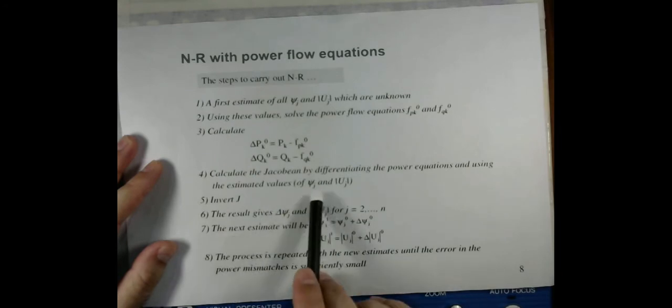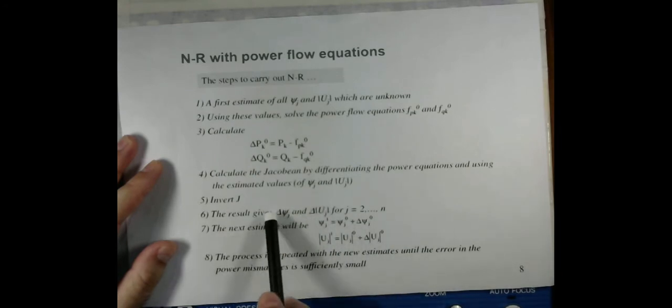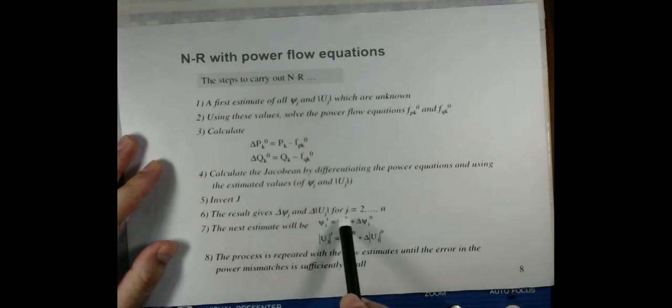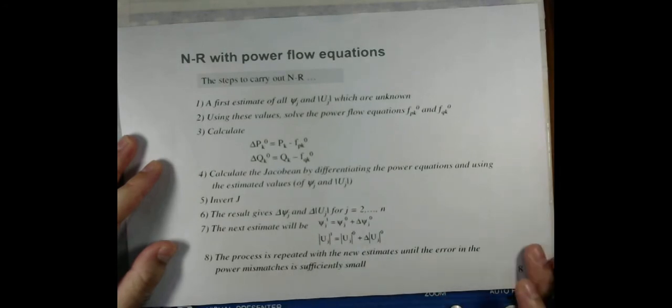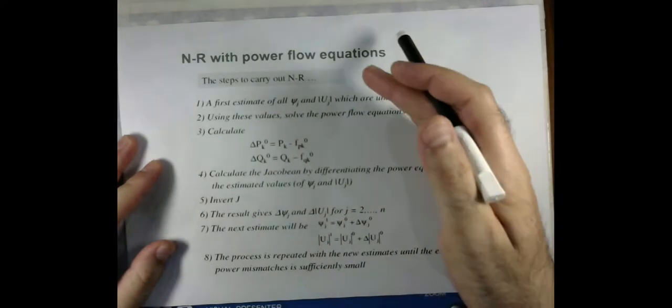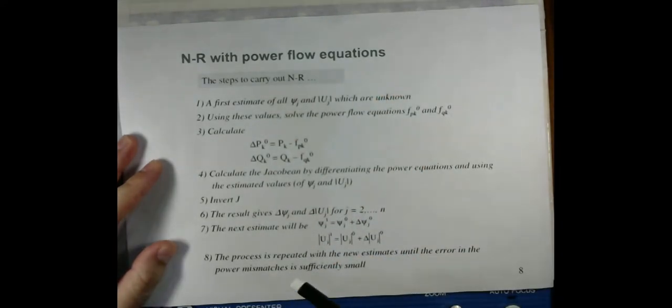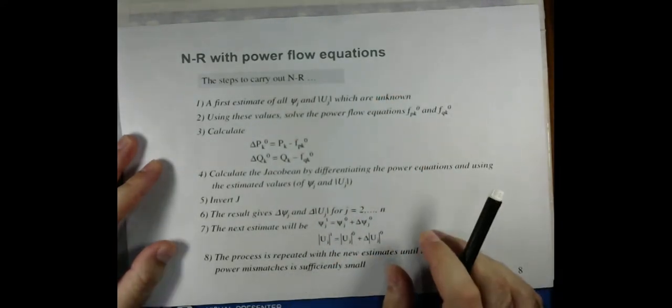And once we know the error in the voltage as well as in the angle for different buses, we add it to the first estimates and we get the next estimate for the angle as well as for the voltage, and then we will repeat this process to get the next estimate. So this was basically the revision of the lecture that we covered in the last recorded lecture.